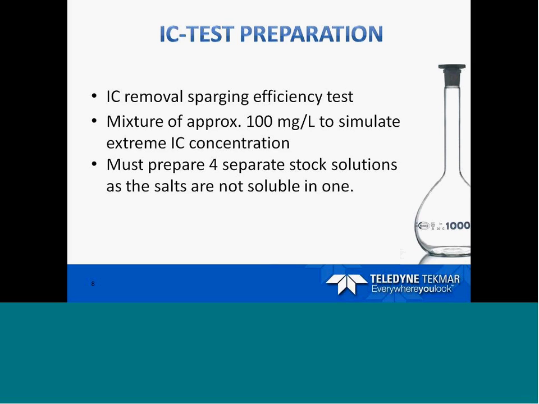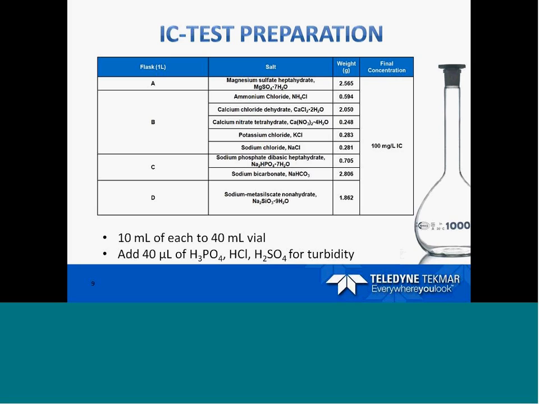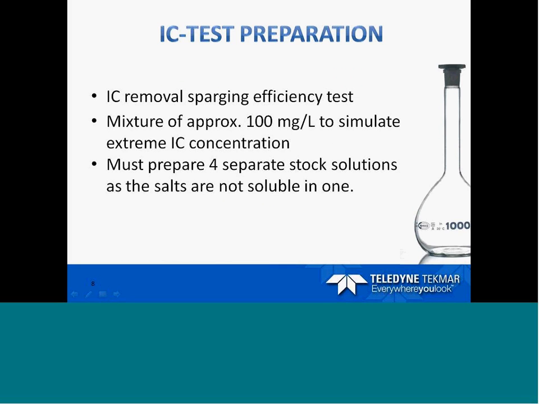So we talk about the removal of inorganic carbon and completely purging that out of there. The method calls for an IC removal sparging efficiency test. We're going to take a mixture of approximately 100 milligrams per liter. I'm going to show you a table. So this is exactly from the method. As you can see, there are 4 different concentrations or flasks of 1 liter flasks that we're going to have to make up of this.